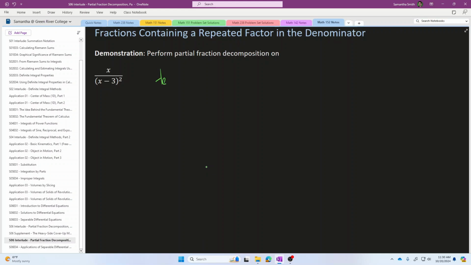In the template, you have a number of fractions equal to the exponent on the repeated factor.